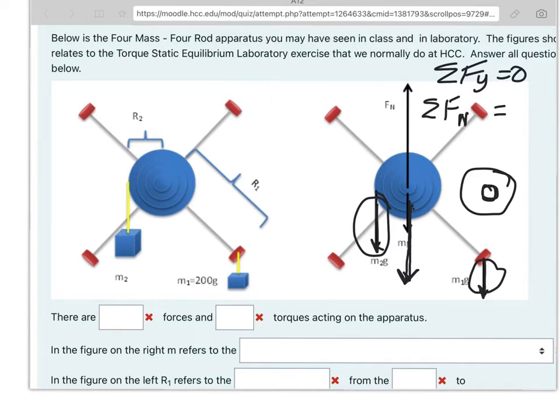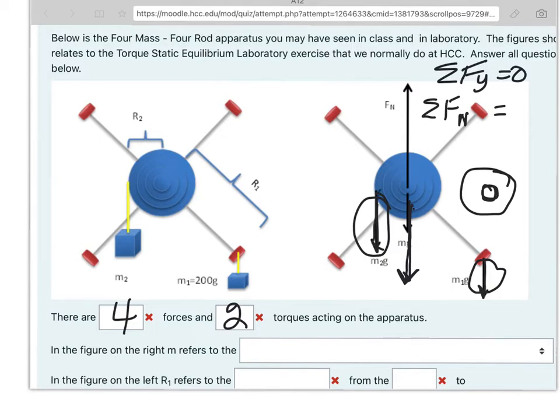So there's our free body diagram. But in the free body diagram, which is drawn for you, you'll recognize that there are 4 forces, but there are only 2 torques. And so we want to physically understand what we're doing.